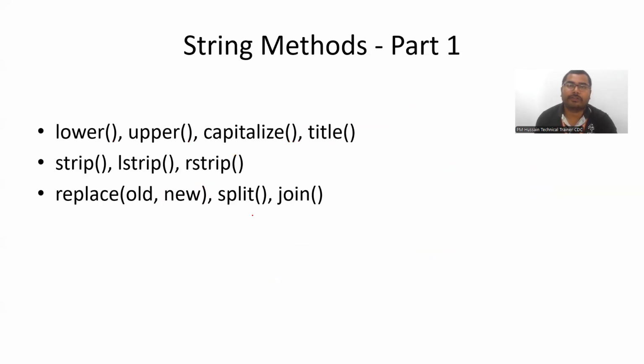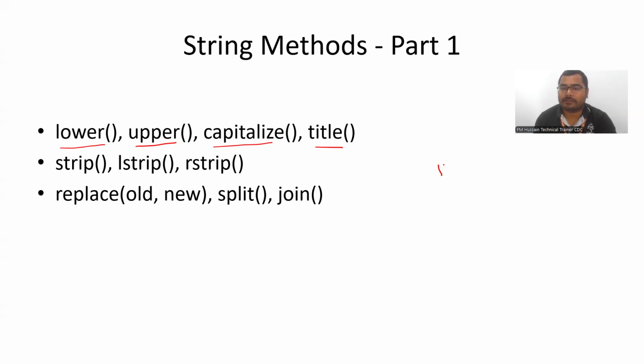Next, string methods. We have different methods for strings in Python. There are almost 40 plus methods, but here we are given some important ones. Suppose you want to convert a string into lowercase or uppercase, or only the first character into uppercase with the remaining all lowercase. Or sometimes you want to convert the first character of each word into uppercase. In such a case we can use these methods directly: lower method, upper method, capitalize method, title method.